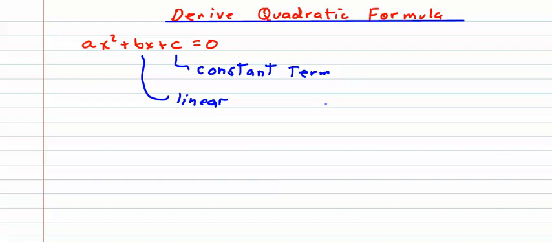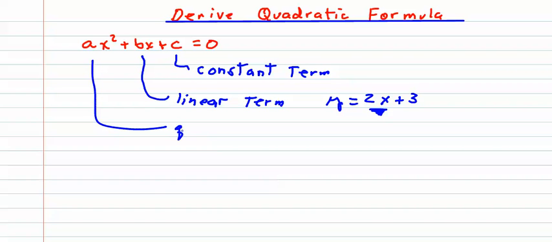This is the linear term. And it's the linear term because if we think of a line, y equals 2x plus 3, this is a line, and the x term, the one with no exponent, is what makes it a line. So we call it the linear term. And likewise, why this is a quadratic equation is because of the x squared. This is the quadratic term. And if we had something with an x cubed, it would be the cubic term.